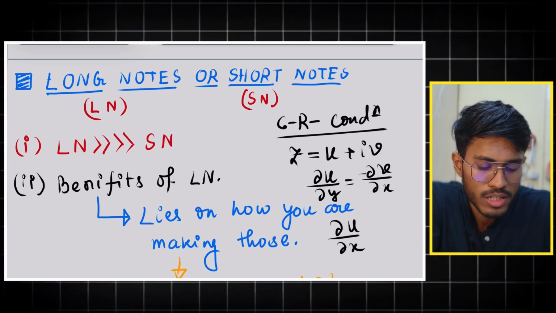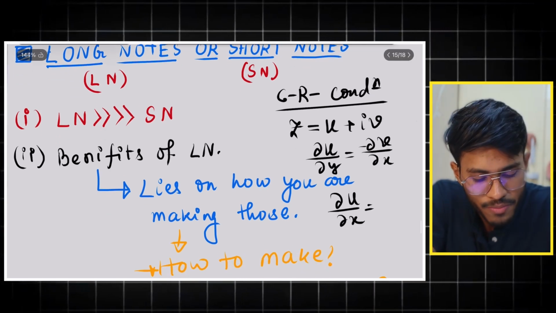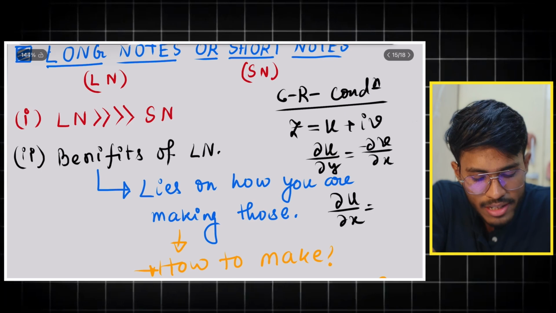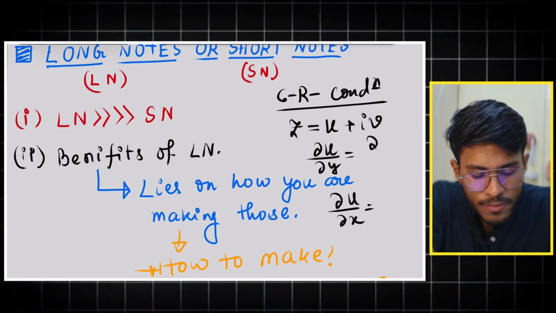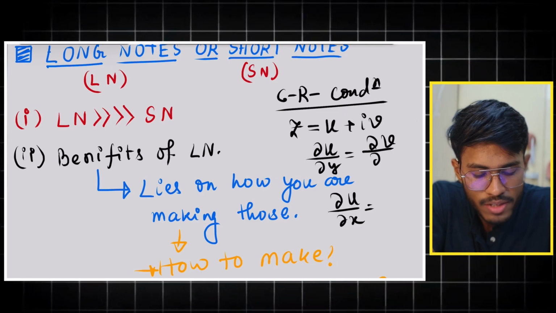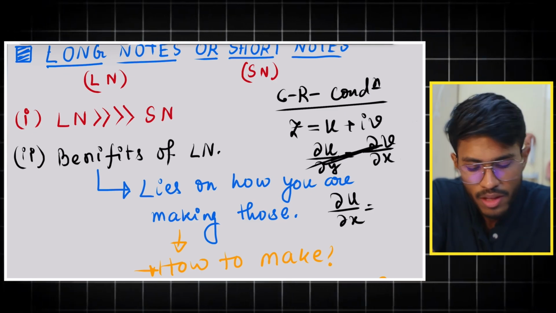One more condition is there. If you are thinking like that, sorry, I have written it wrongly. Del u del y is actually equal to minus del v del x. So it is something like that. Exactly, I don't remember the thing.